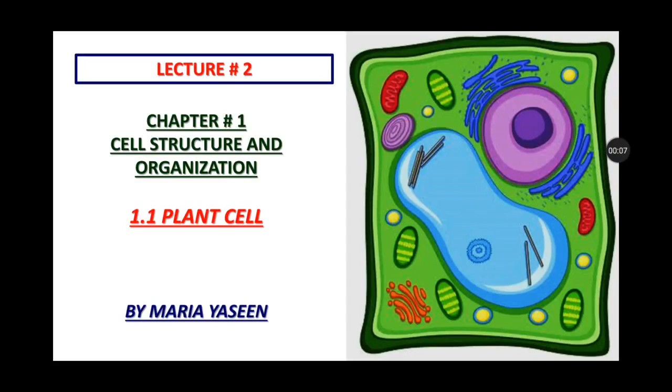This is my second lecture. In the first lecture, we talked about the animal cell from chapter number 1, cell structure and organization, and it is from the same book of O level biology 5090.